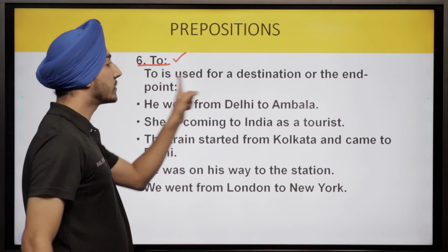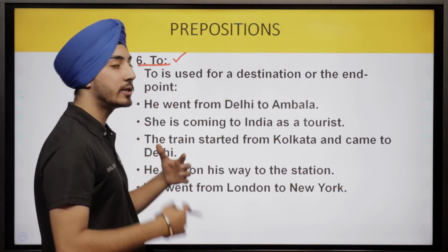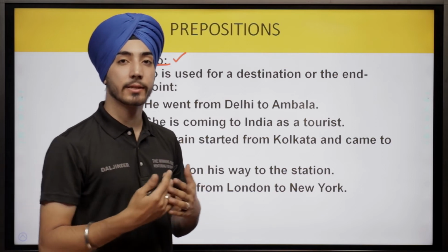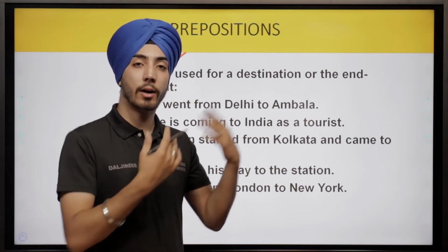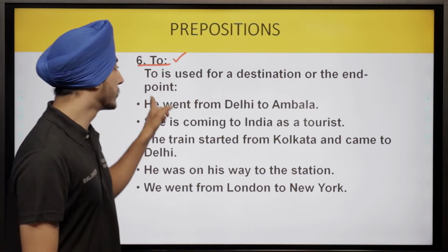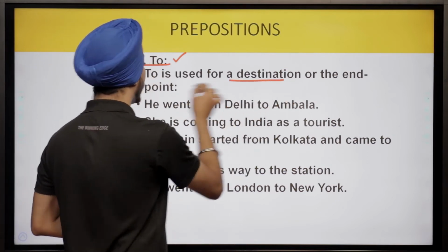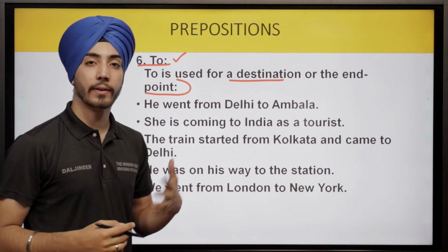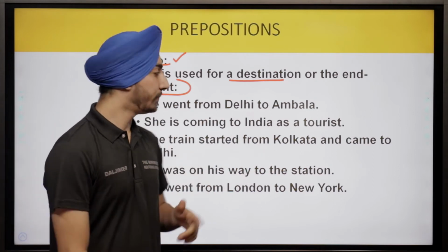So to is used for a destination. Okay, destination is the final point where we want to reach. For example, we want to go from Delhi to Agra, so Agra is our destination, right? So it is used for a destination or the end point of a journey. Again, the final point where you want to reach, okay?